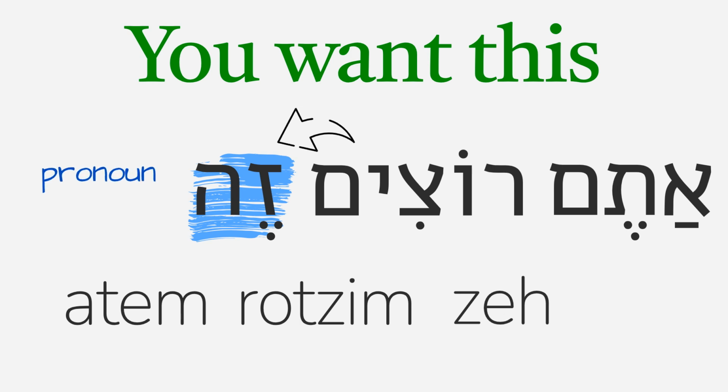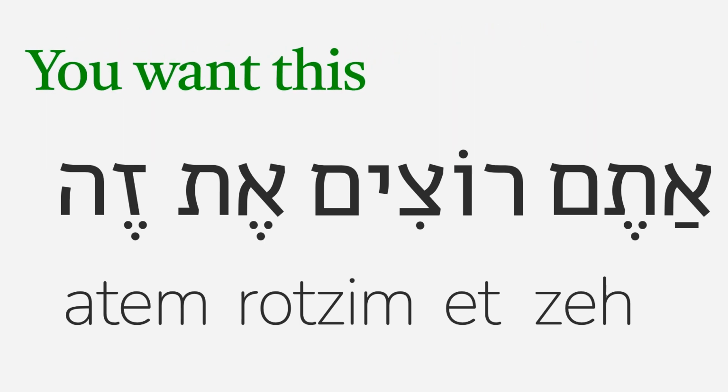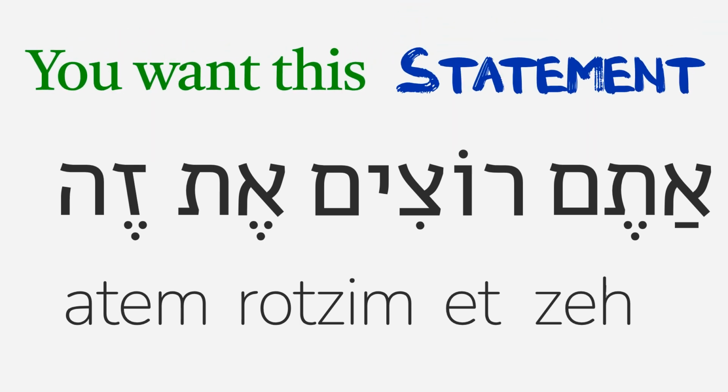In our last lesson, we learned that pronouns are definite, and when we have a definite direct object of a verb in Hebrew, the preposition et must go before it. So we put et before ze to get the correct Hebrew translation of you want this. Atem rotzim et ze. You want this. Atem rotzim et ze is a statement. It's not asking if you want this, it's saying that you do.